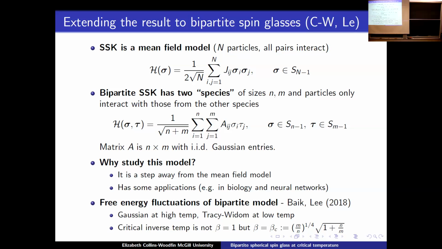Baik and Lee also studied, in a separate paper, the free energy fluctuations of this bipartite model, and they found something really similar to what happens in the SSK model. Again, there are Gaussian fluctuations at high temperature and Tracy-Widom fluctuations at low temperature. Here, the critical temperature threshold is not 1, but rather a constant that depends on the ratio of the species sizes. Typically we take that ratio to be fixed in the asymptotics.